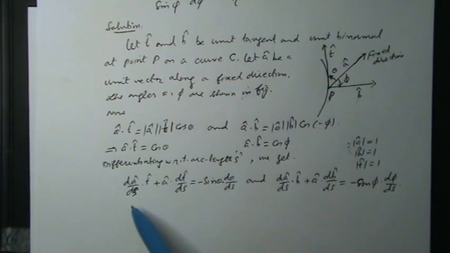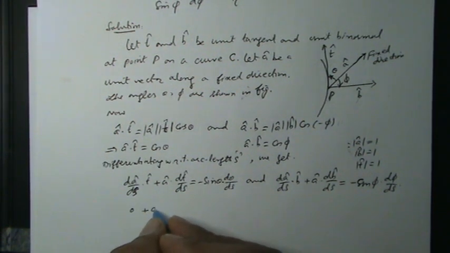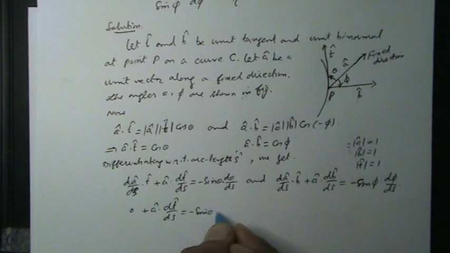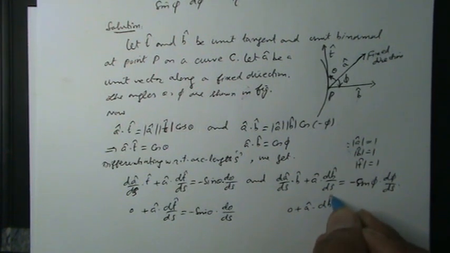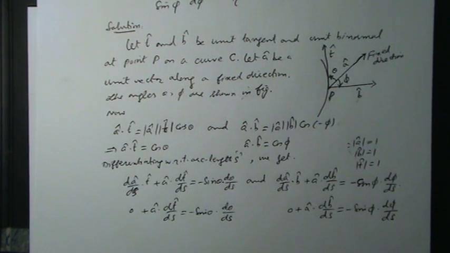Since A is a unit vector along the fixed direction, dA over ds is equal to 0. The first term becomes 0, so A dot dT over ds equals minus sin theta d theta over ds. Similarly here, the first term is 0, and A dot dB over ds equals minus sin phi d phi over ds.